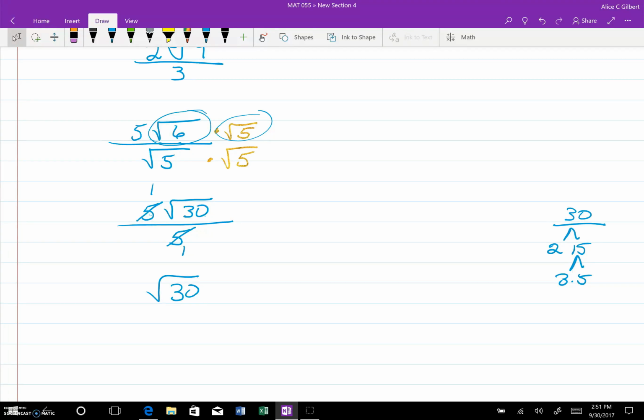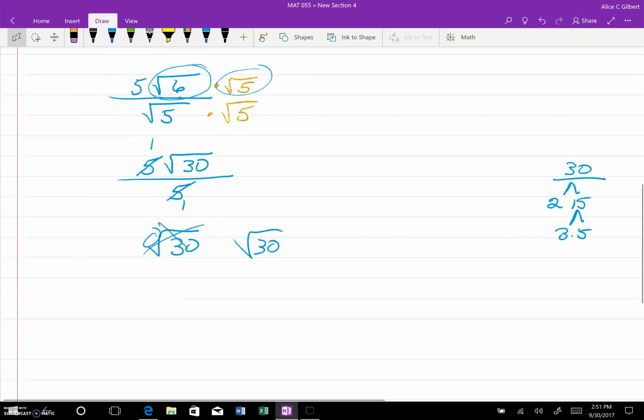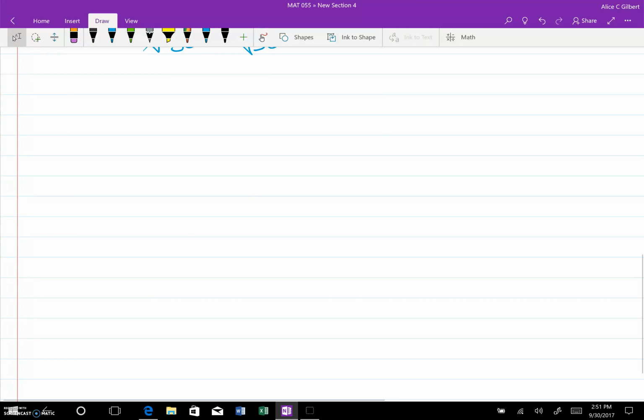I've got all prime numbers here, and I need at least a pair to make a group, and I don't have any two the same. So the square root of 30 is my final answer on this guy. Let's try another one. Okay, -8 times the square root of 18.